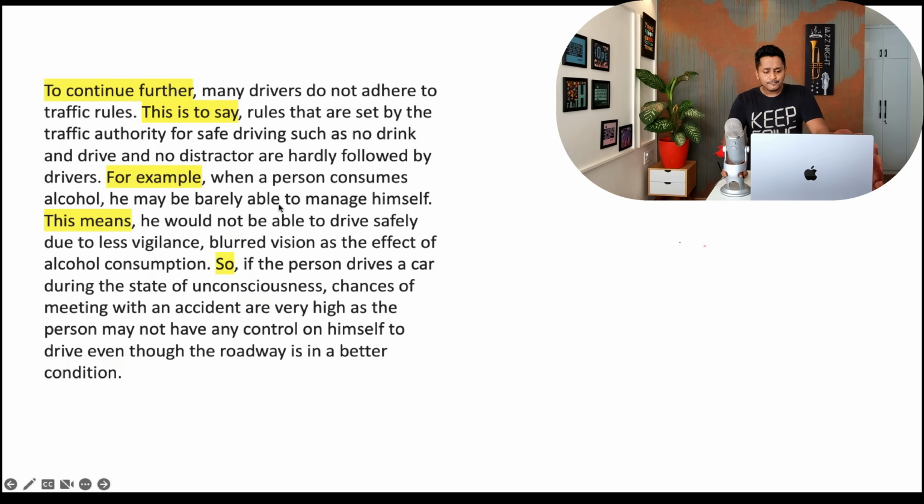He would not be able to drive safely due to less vigilance and blurred vision as the effect of alcohol consumption. Alcohol consumption is what we brought in the second line. Third line also drink and drive. Fourth line also alcohol. Apple juice, continuing. So if the person drives a car in a state of unconsciousness, now it is as a result. Chances of meeting with an accident are very high, as the person may not have control of himself to drive, even though the road is in a better condition or not.